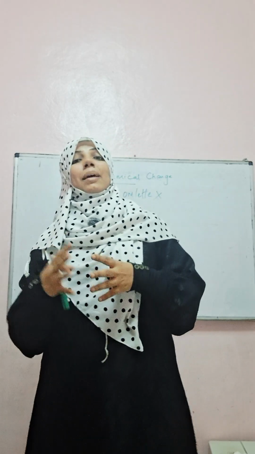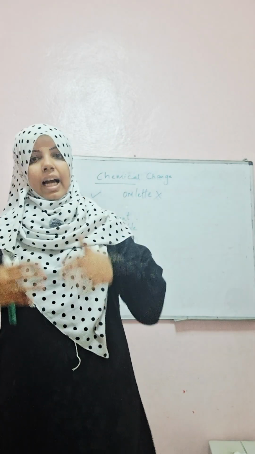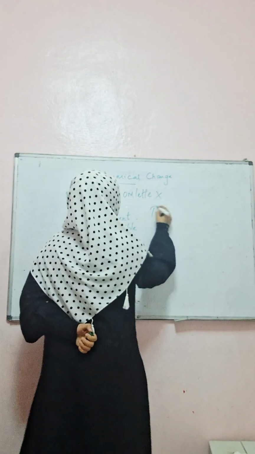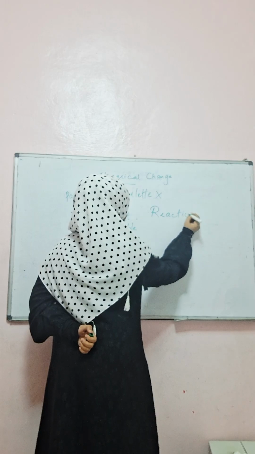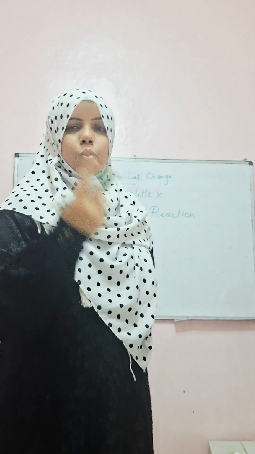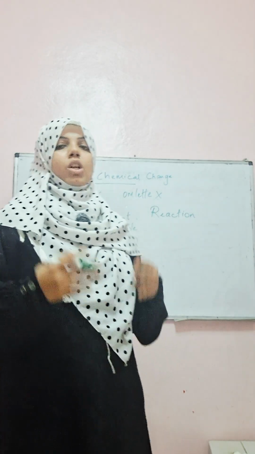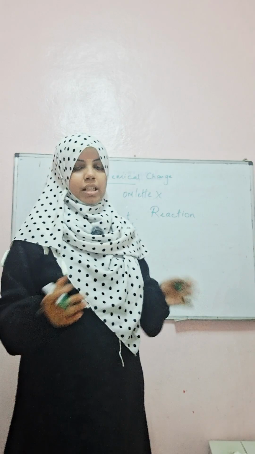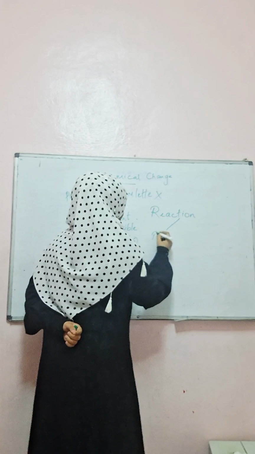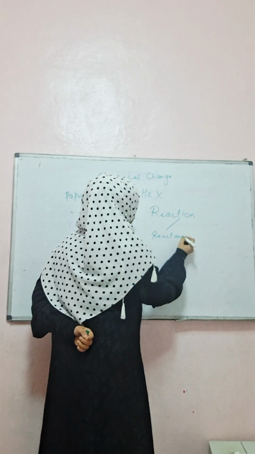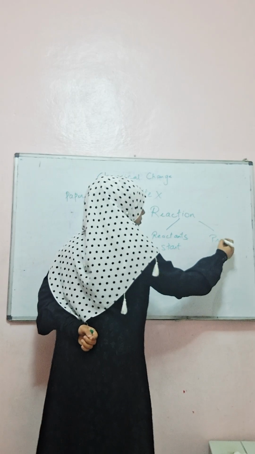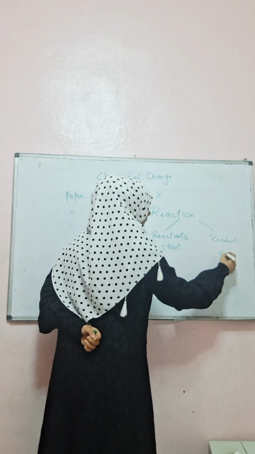Now why are we studying chemical change? Because now when we see in science, we see the word reaction. So a reaction is when you take two or more things and it gives you a product. Okay, so that's when we say a reaction has occurred. Now what are the reactants? Reactants are the things we use at the start. And what are the products? The product is the end part.